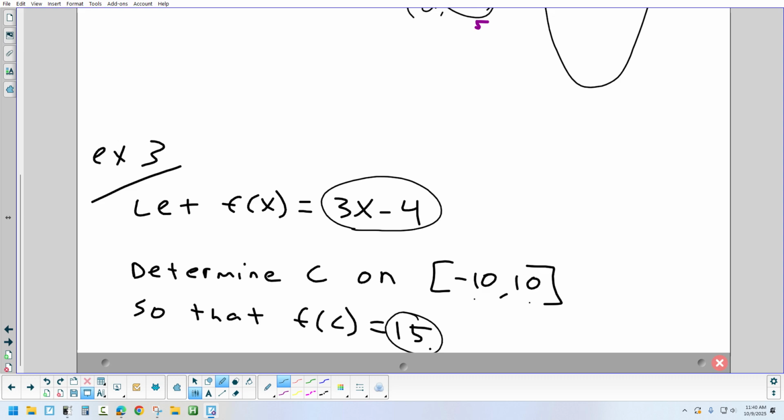How would you know that the 3x minus 4 is a polynomial? Because it fits the pattern of something like y equals mx plus b. And we know that y equals mx plus b is the slope-intercept form for a line, and lines are polynomials. Okay, thank you.